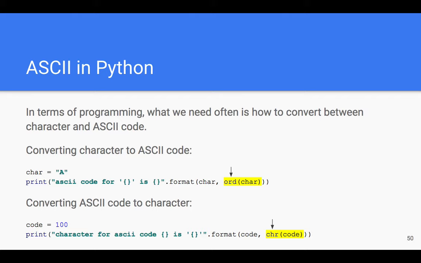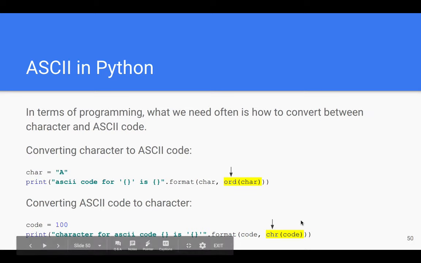Ordinal, so that's basically a function that, given a character, gives you the number or the ASCII code that represents that character. And going the other way, given an ASCII code, given a number, we can convert it back to a character by using the built-in function chr.